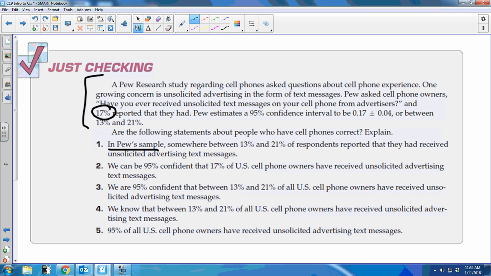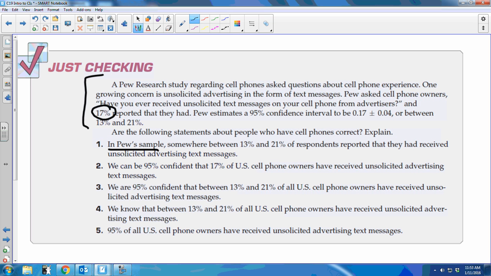It's true, but it's kind of dumb. You know the number. Yeah, there's a better answer. You could say in the sample 17% got these messages. They're just talking about the sample in this case, and we already know about the sample. So the statement itself is technically true, but we could do better.